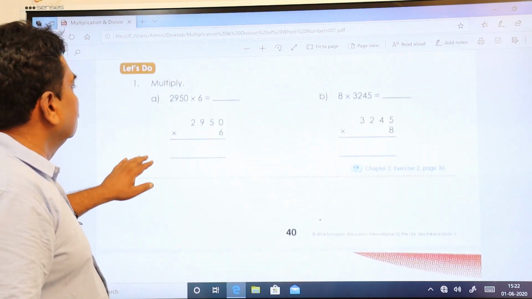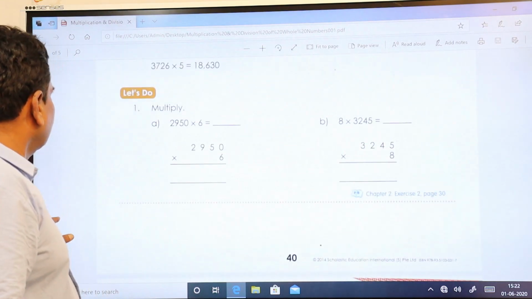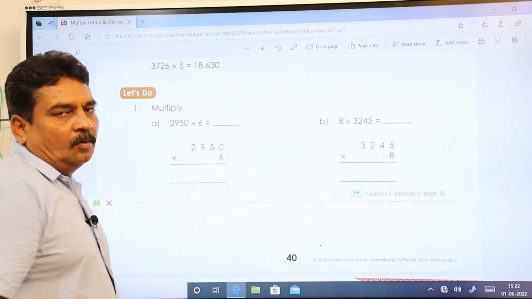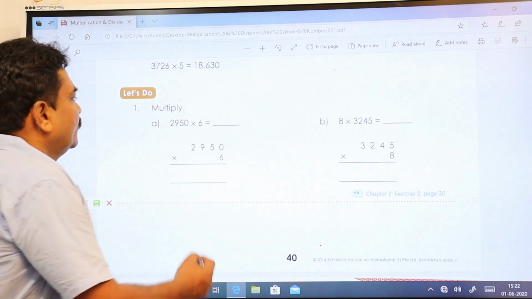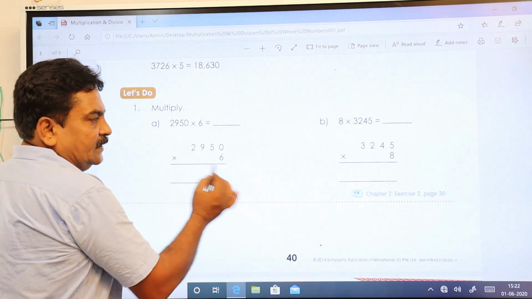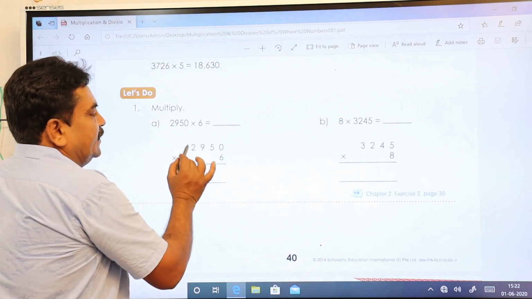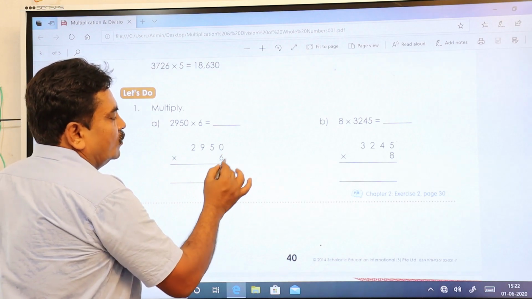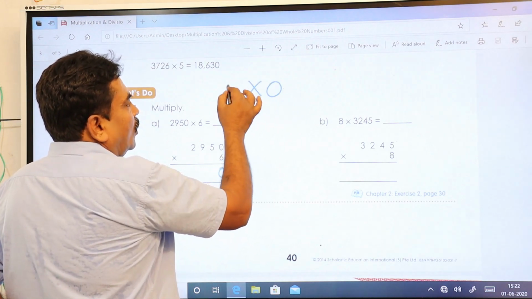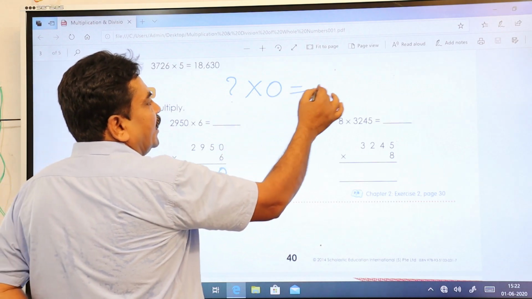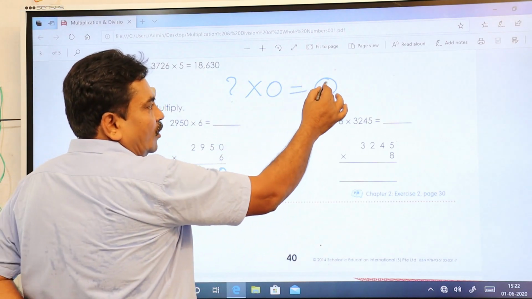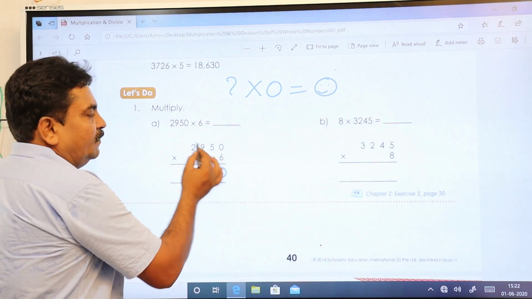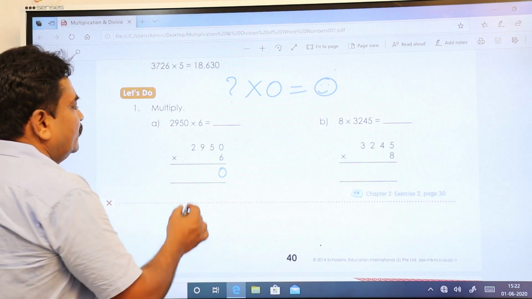Let us do this. Anyhow, they are explained. Now here problems are there. We'll do these problems. That is, you have written like this, 2950. This is 6. 6 times 0. Multiplying any number with 0, you get 0 only. Remember this always. You get 0 itself. So 0.